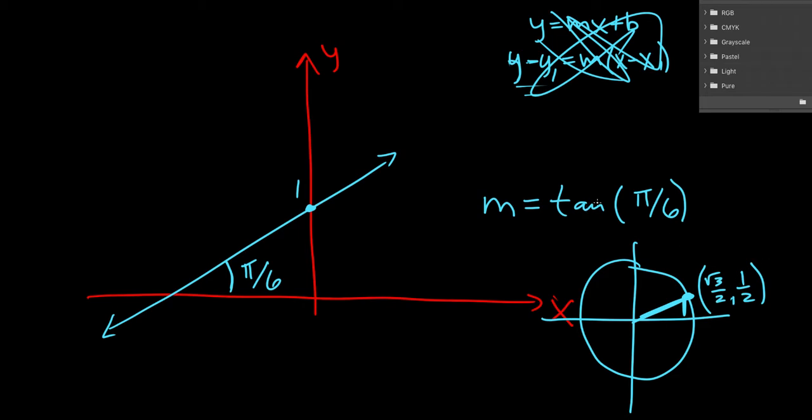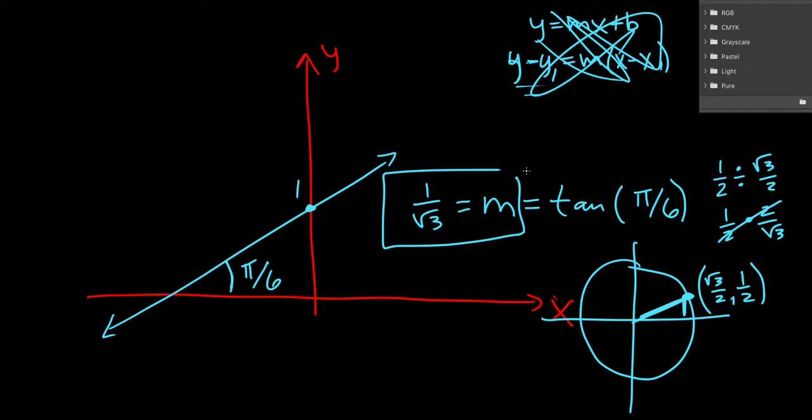And tangent is y over x, so it is 1/2 divided by square root of 3 halves. Flip the second one. Those cancel, and so we have 1 over the square root of 3 for our slope. And then we know that our y-intercept is 1.